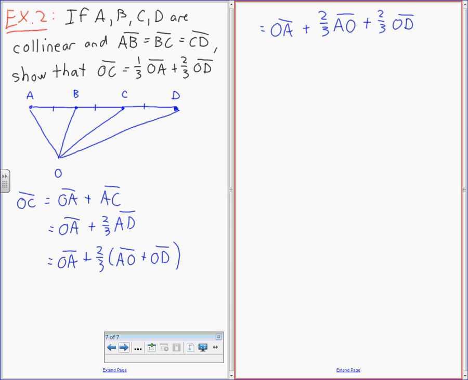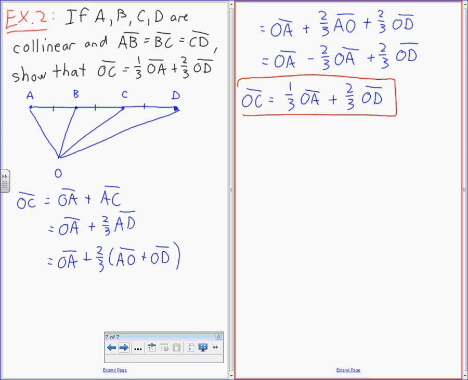Negative 2/3 OA. Perfect. So it's going to be OA minus 2/3 OA plus 2/3 OD. And to finish up, that equals then OC equals 1/3 OA plus 2/3 OD. And that is cool. You'll definitely see something like this, but 100 times more awesome on your testing results.